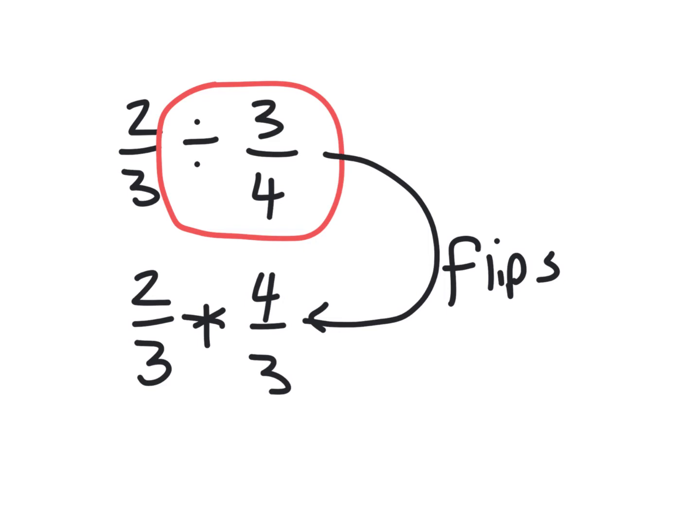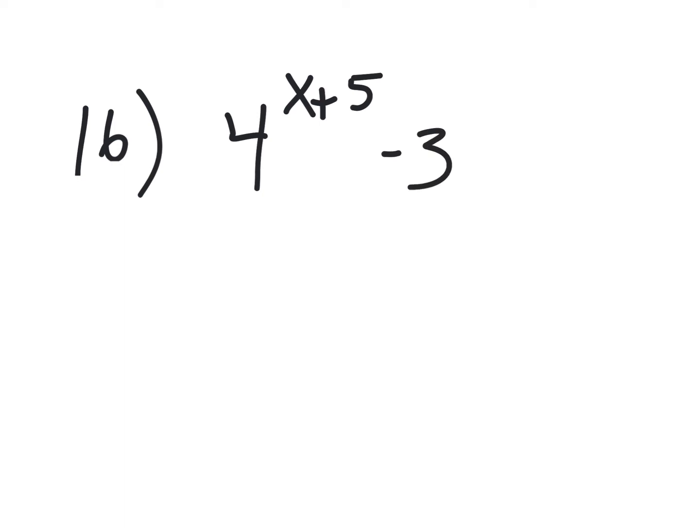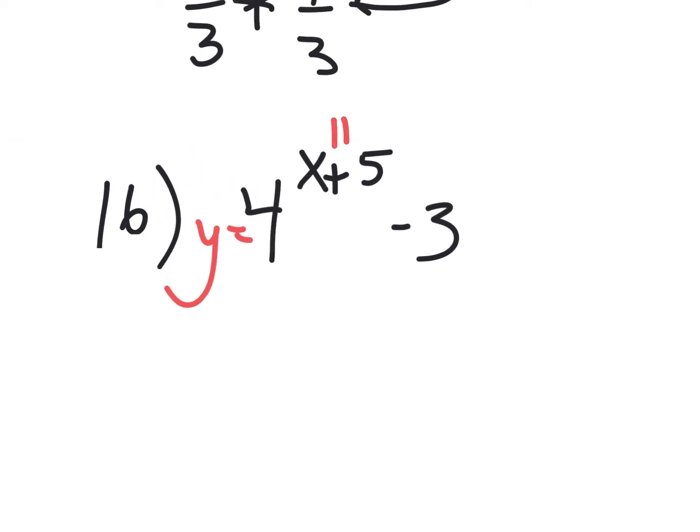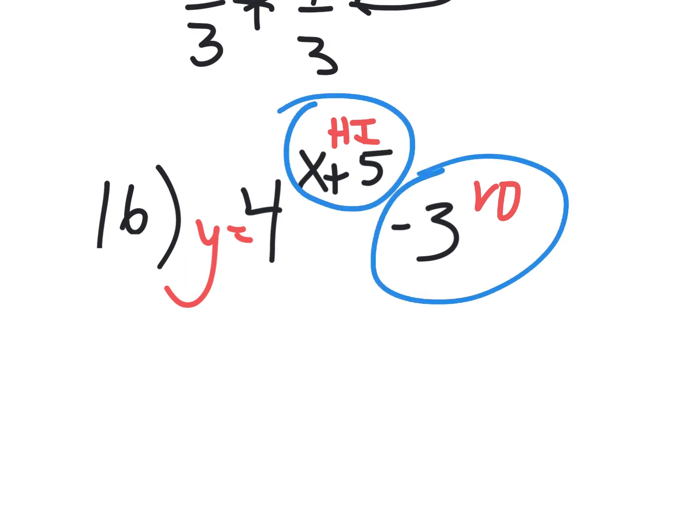All right, on number 16, sometimes people wonder, where is the inside on a function like this? Because the inside stuff is horizontal moves. Horizontal on the inside, high, and vertical on the outside, low. That's the horizontal move. That's the vertical move.